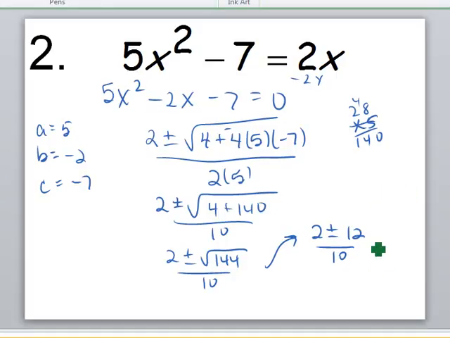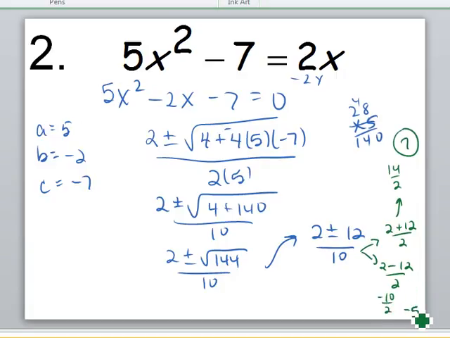I said I was going to finish this one up in the video because we don't want to leave our answers in this form when we can break these down into two parts. This one says 2 plus 12 over 2, and this one says 2 minus 12 over 2. This one gives me 14 over 2. 14 over 2 is a 7. This one gives me negative 10 over 2, which is a negative 5.